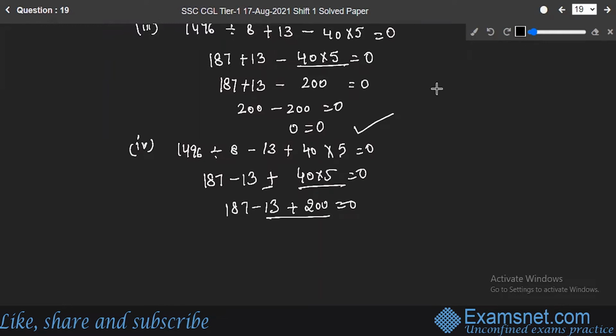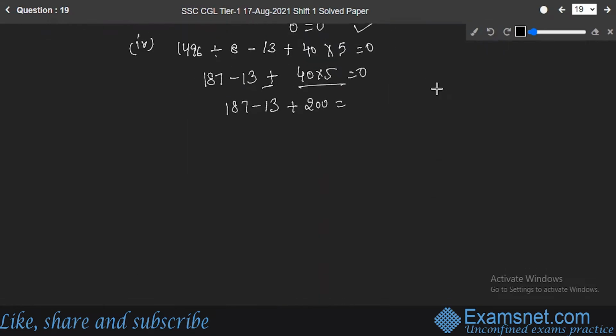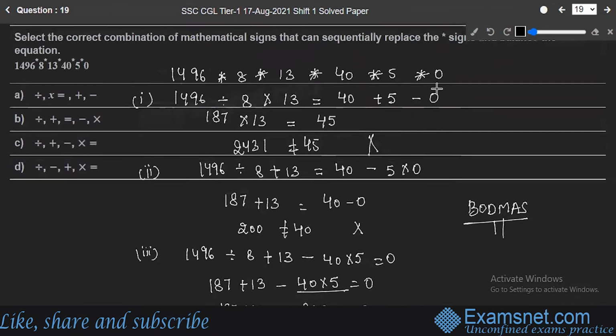Now I'll be, no, sorry, not these two. Now I'll be adding 187 and 200 because both of them carry a positive sign. So 387 minus 13 is something like 473. This is not equal to 0. So even this is the incorrect one. So which is the correct option in the question? It's option C, the third one. This was correct, so this is our answer. Hope you are clear with this.